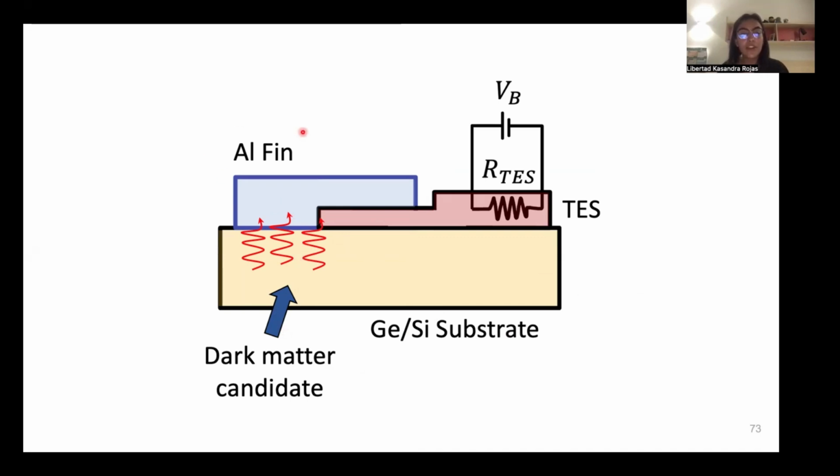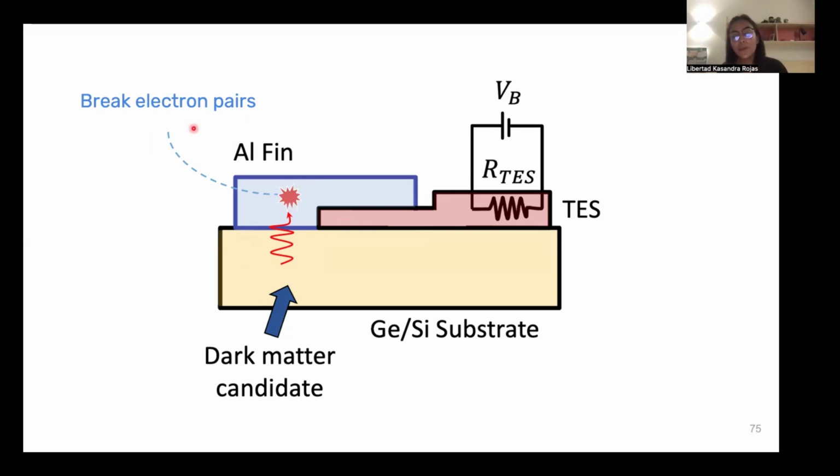Now, this here is what is known as an aluminum fin. All that this is, is an antenna that's going to gather those phonons. So it's just something that's going to grab all those phonons. Now, inside this aluminum fin, these phonons that have been gathered are going to break electron pairs.